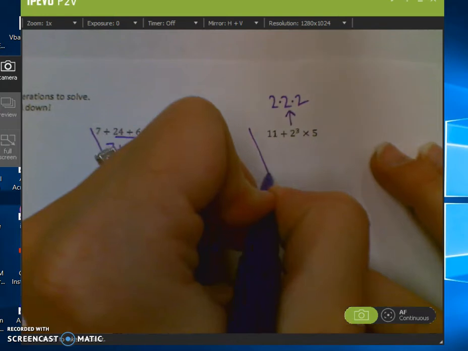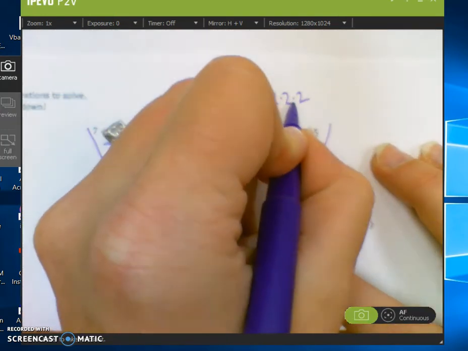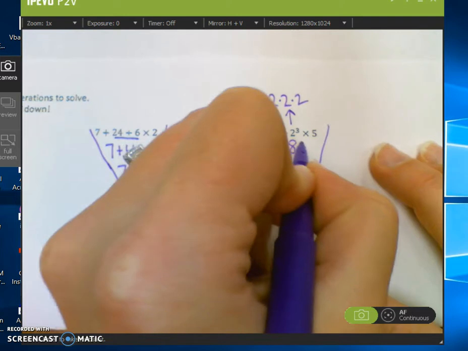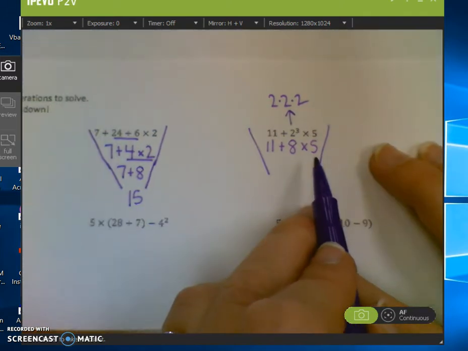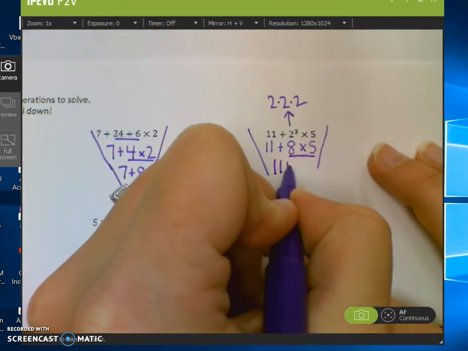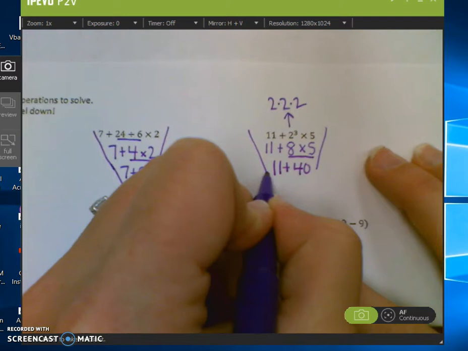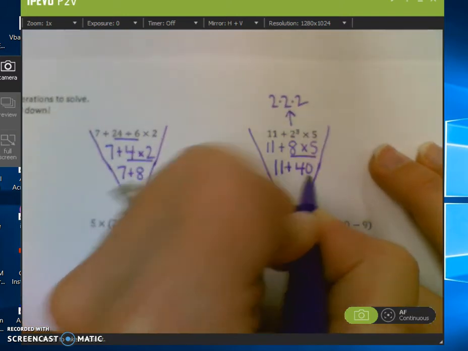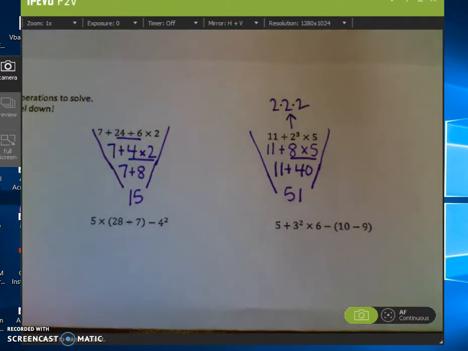So with our little funnel down method, I'm going to copy 11 plus 2 times 2 is 4 times 2 is 8 times 5. Between adding and multiplying, I know that I multiply first, so I'm going to multiply next, and I'm going to copy the 11 plus 8 times 5 is 40. And then my last step here, 11 plus 40 is 51. That is my final answer.